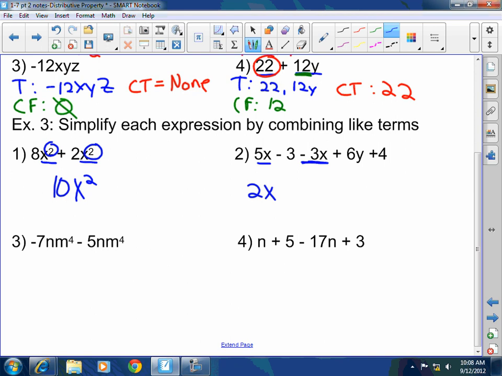Okay. Then I have a 6y that's by itself, so plus 6y. And then I have a negative 3 and a 4. Those are numbers. Those are like terms. So that would be 2x plus 6y plus 1.